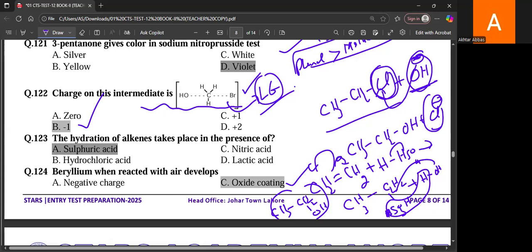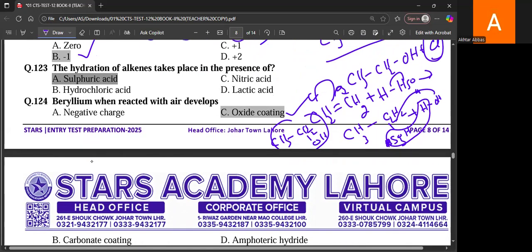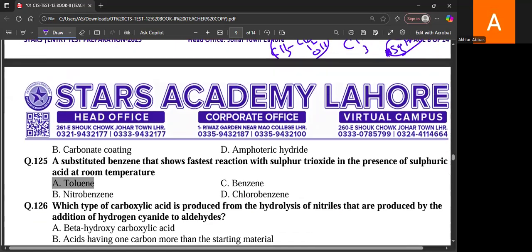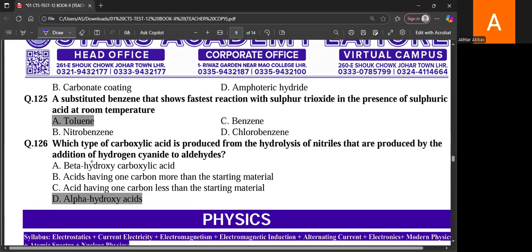Next is beryllium. When it reacts with air, it develops an oxide coating. You know that beryllium does not react with oxygen due to the formation of this oxide coating. A substituted benzene that shows faster reaction with sulfur trioxide in the presence of sulfuric acid at room temperature is toluene. Why is it toluene? Because toluene has an electron donating group, EDG. Electron donating groups have high reactivity as compared with electron withdrawing groups.